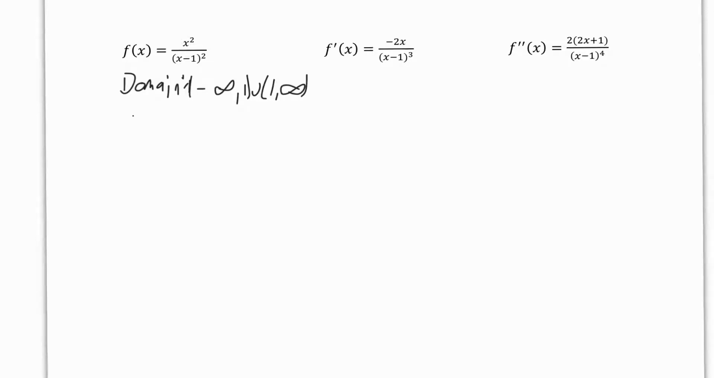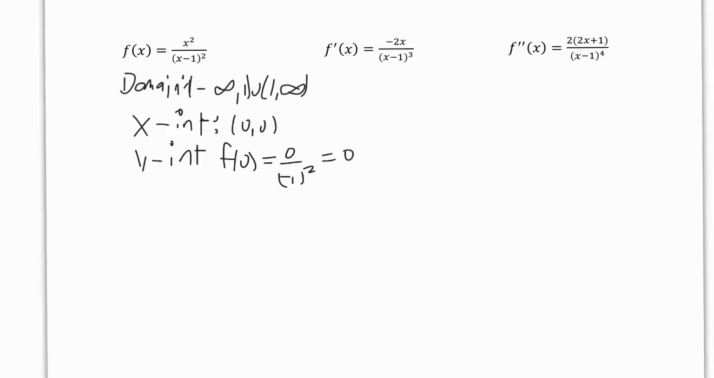the same place. The x-intercept comes from the numerator, which is at (0, 0), and that's also going to be the y-intercept, because the y-intercept comes from calculating f of 0, which of course is just 0 over negative 1 squared, or 0. So the x-intercept and y-intercept are at the same place. Now we can go ahead and find the horizontal and vertical asymptotes.